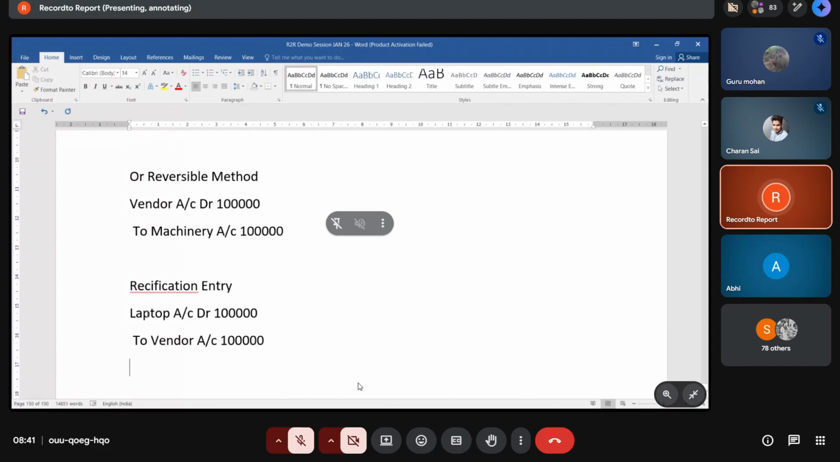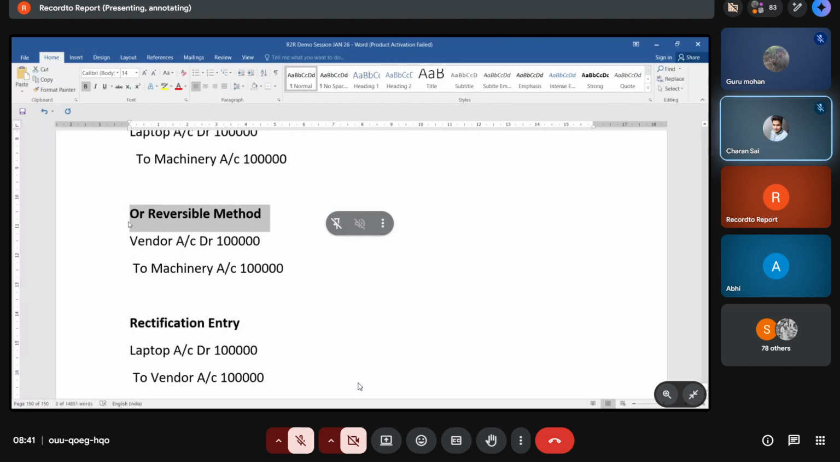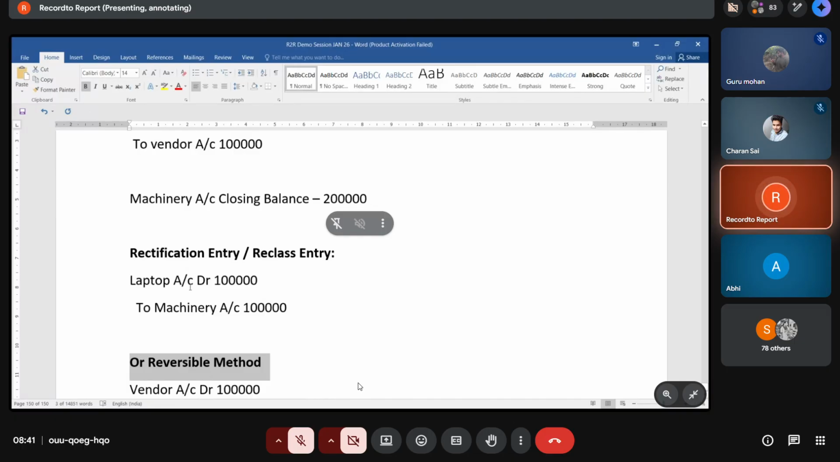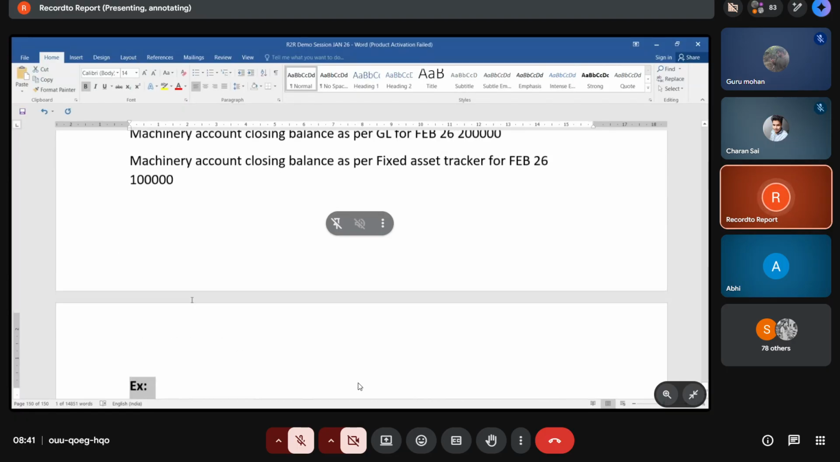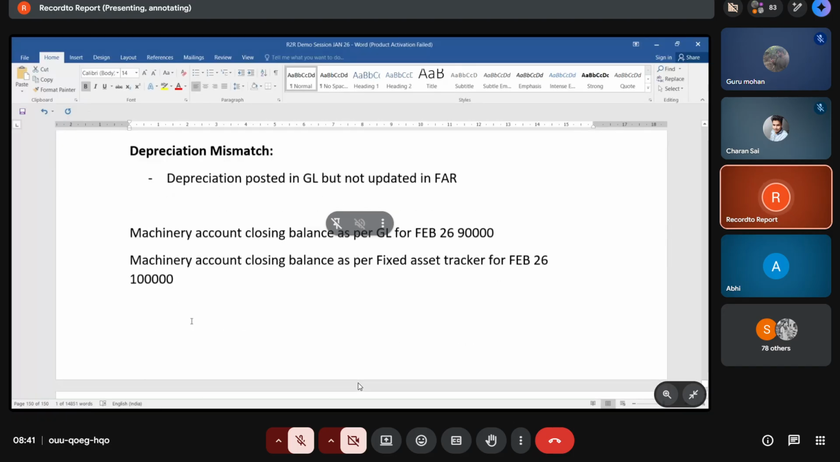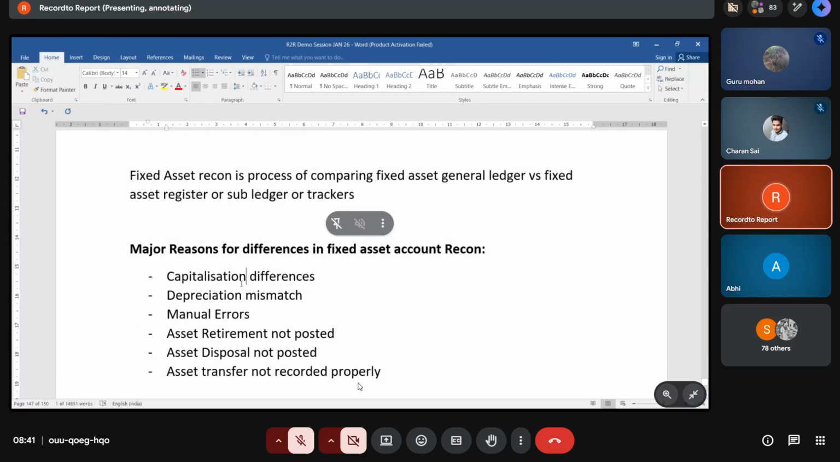No one will prefer this method. Most people will use direct entries, guys. Clear? Yes. So these are the entries: one is direct and this is the other method. Okay, fine. So this is about manual errors, guys. What are the reasons we discussed? Capitalization differences, depreciation mismatches, and manual errors.